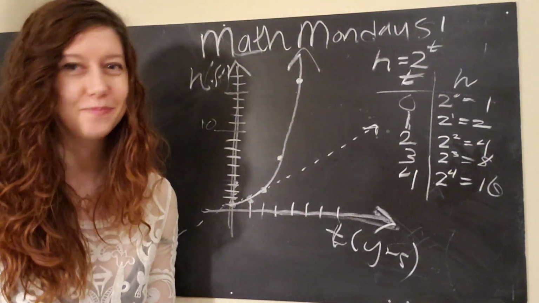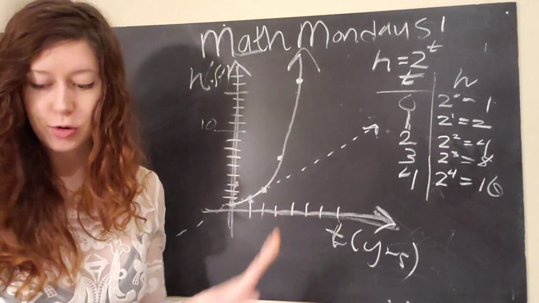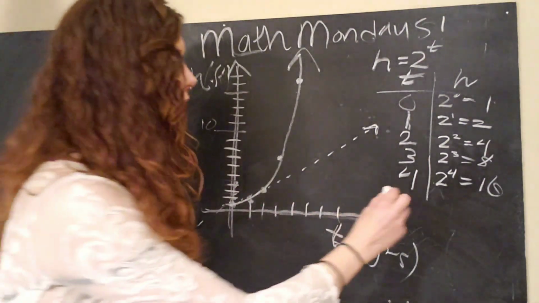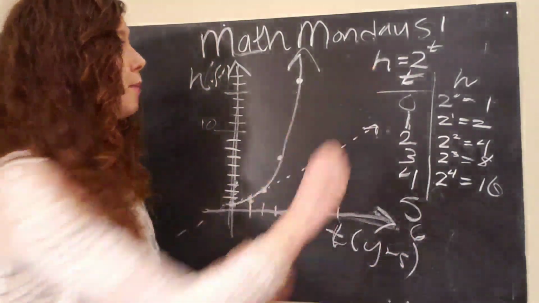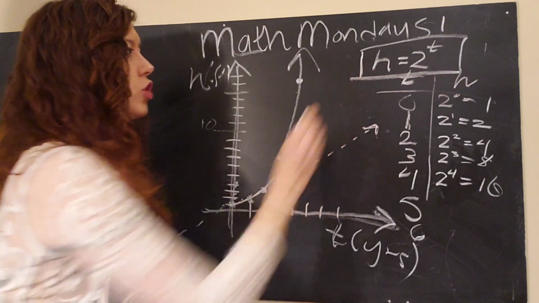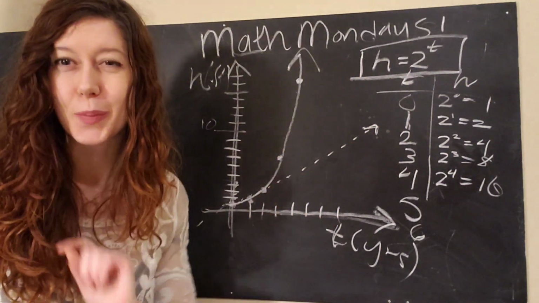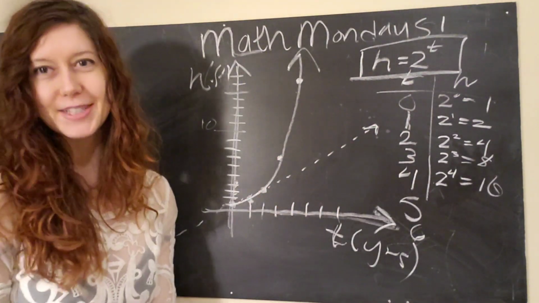It's pretty wild. Okay, so I challenge you to figure out what your height would be at years 5 and 6 by plugging it into this equation. So that's your little bit of homework for next time.